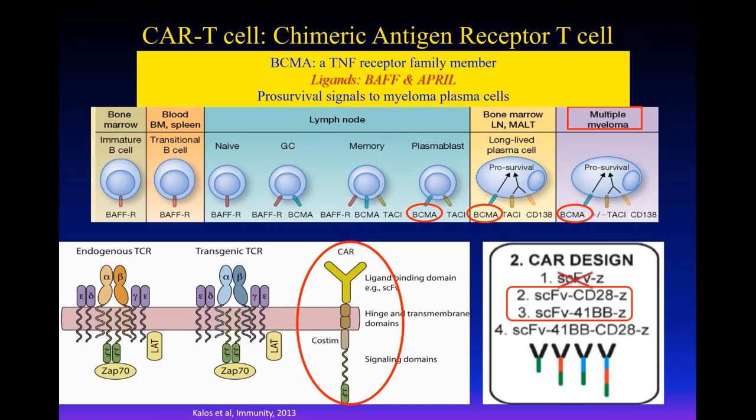Because of course, the CAR is an artificial B-cell receptor that recognizes BCMA. Of course, it has to be attached to a costimulatory molecule and then a small domain, and the costimulatory molecule can be a CD28 or a 4-1BB.